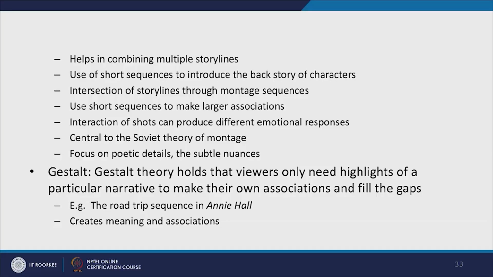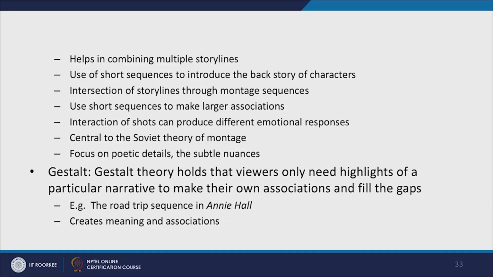Montage has been used very effectively by the Soviet art filmmakers and Soviet art theorists also, and according to them, the use of montage had enabled them to focus on poetic details and to communicate subtle nuances of characterization.